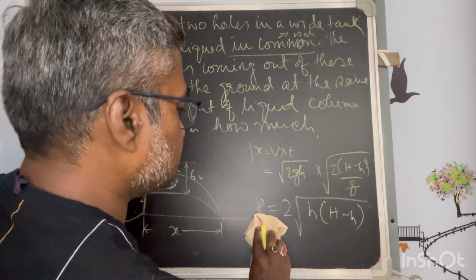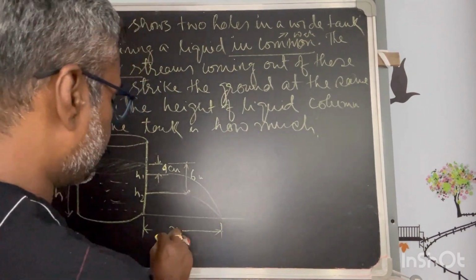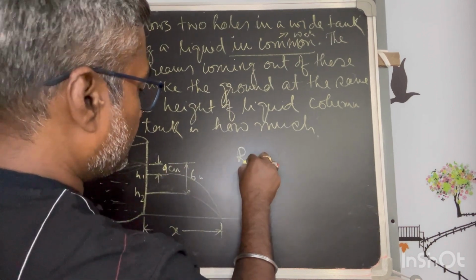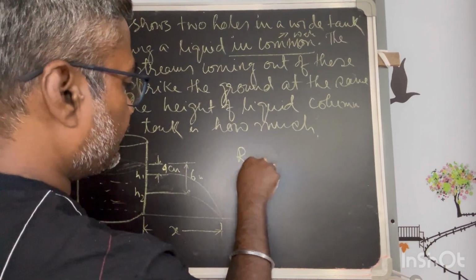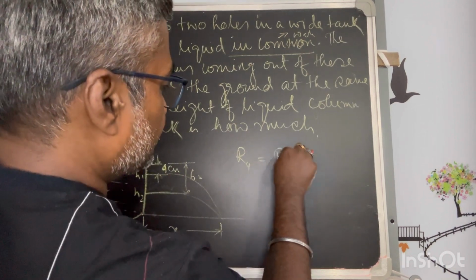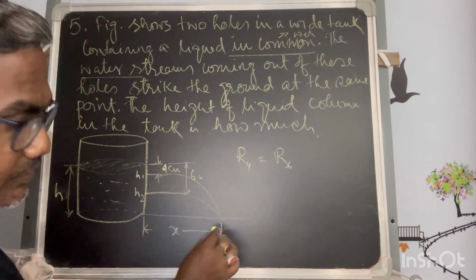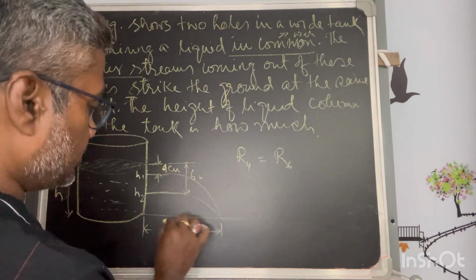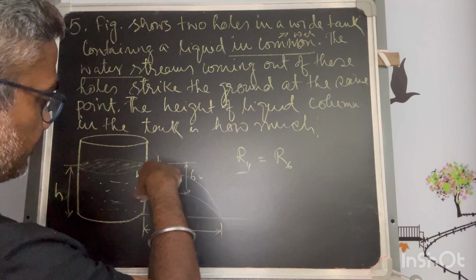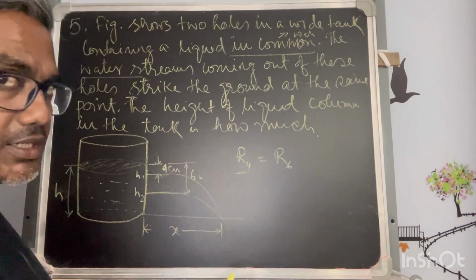Now we will put in this formula. What is x? X for both cases is the same. So the range for the hole at 4 centimeter from the surface is equal to the range for the hole at 6 centimeter. The ranges are the same, they are dropping at the same point, for the holes at 4 centimeter and 6 centimeter from the surface of the liquid.